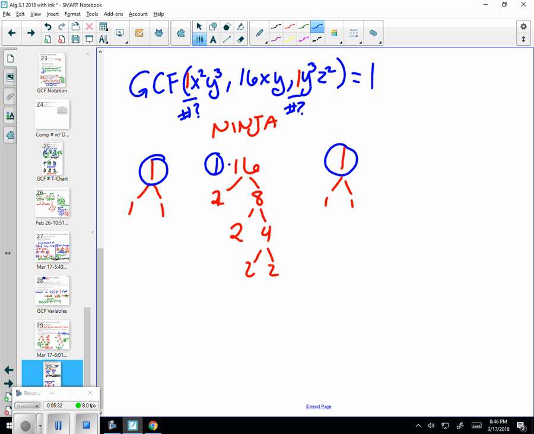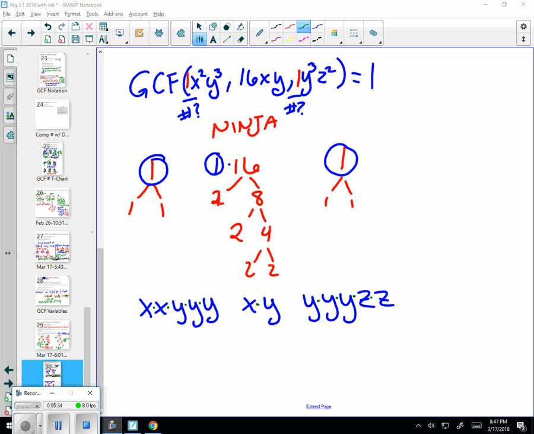Then we get to do our variable. Remember, we're not multiplying all 3 terms. We have commas in between. The only thing I see in all of them is a y. So our answer is 1y, or just y.